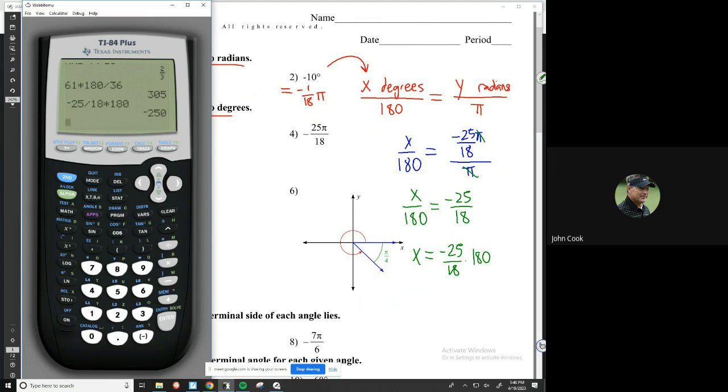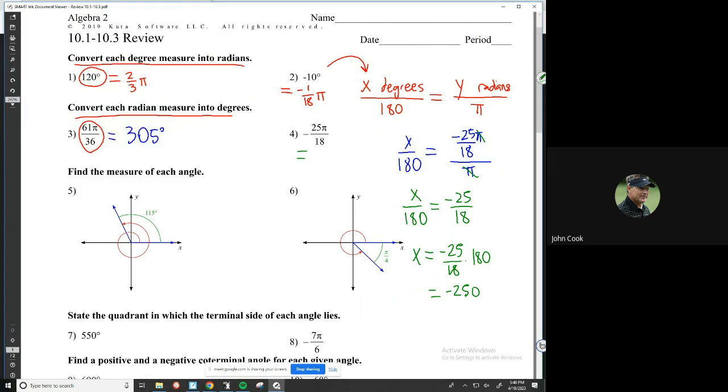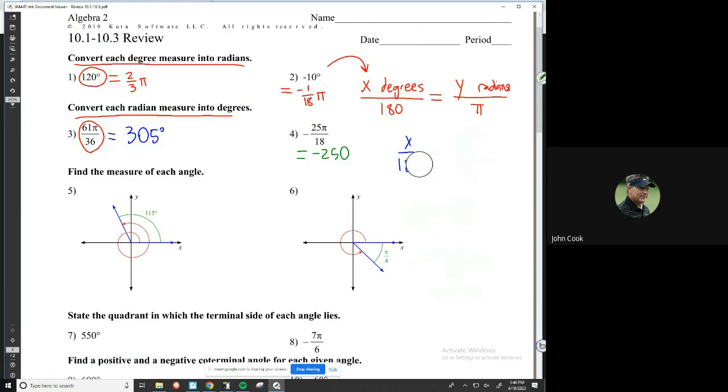Boom, negative 250. So negative 250 degrees. All right, so this is equal to negative 250 degrees. Those ones should be pretty easy. I think that you learned that in like 10-1 or something. But just use your little proportion, and it solves it every single time.